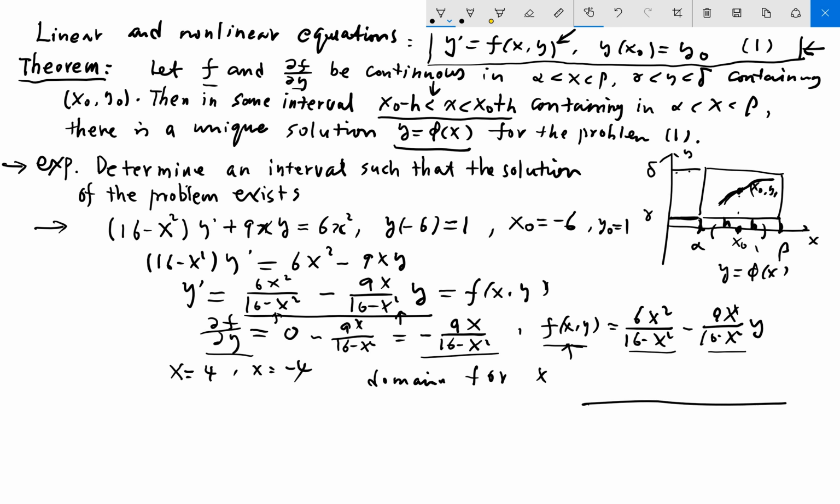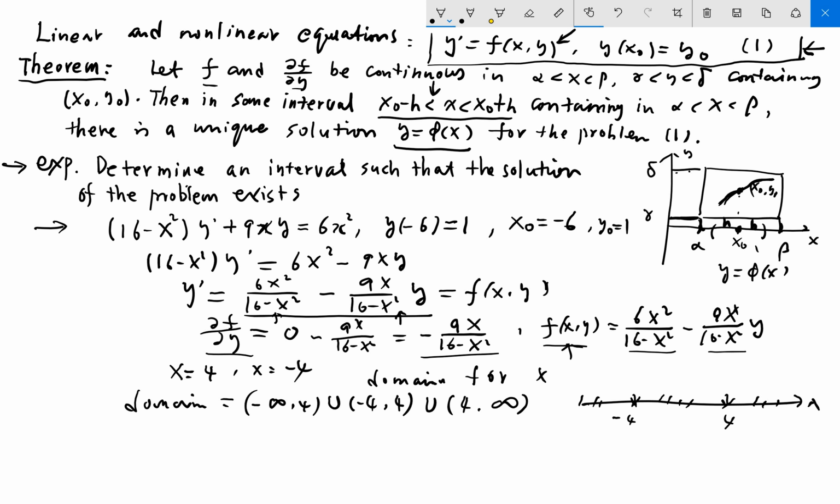So here is a minus 4. Say this is x. Here is a positive 4. Everything is fine here, everything is fine there, everything is fine except those 2 points. So the domain is equal to negative infinity to negative 4, union negative 4 to 4, then union 4 to positive infinity.